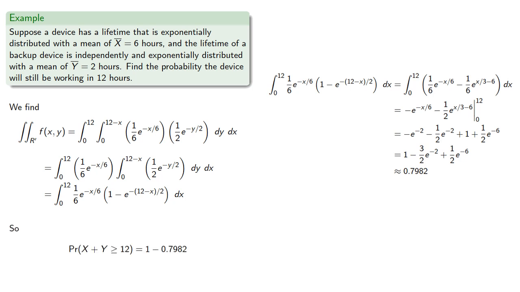the complementary probability, which will be, and again, we might check with our intuition, because the devices have mean lifespans of 6 and 2 hours, then we'd probably expect a mean of something less than 8 hours, so it seems unlikely that the device would still be working after 12 hours.